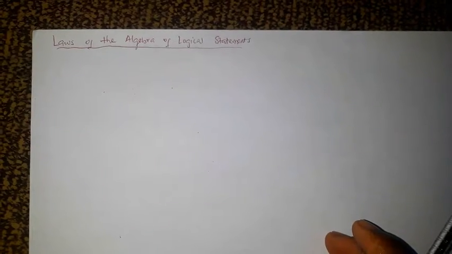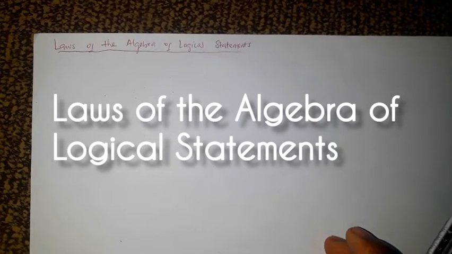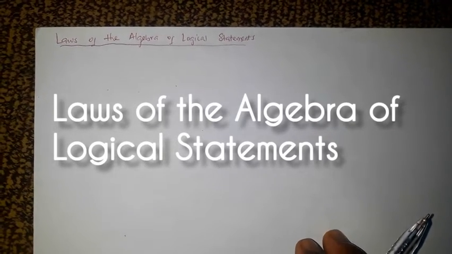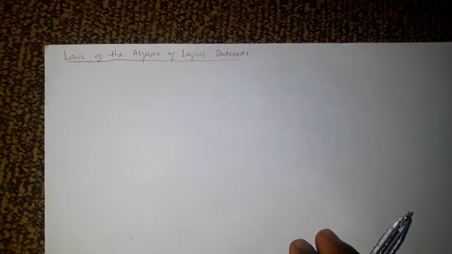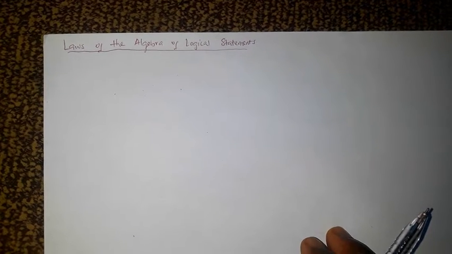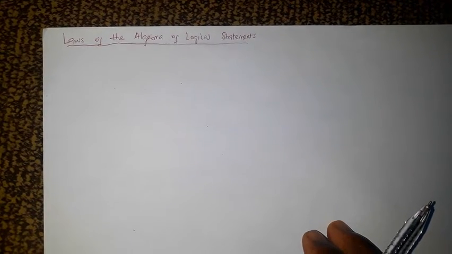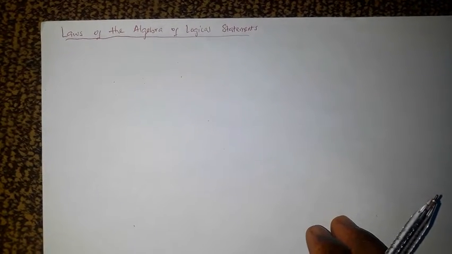In today's class, we'll be looking at laws of the algebra of logical statements. In today's video, we'll be looking at 8 different laws that we have. Now, these laws are related to what we call axioms. In which case we have the first one, which is the commutative law.